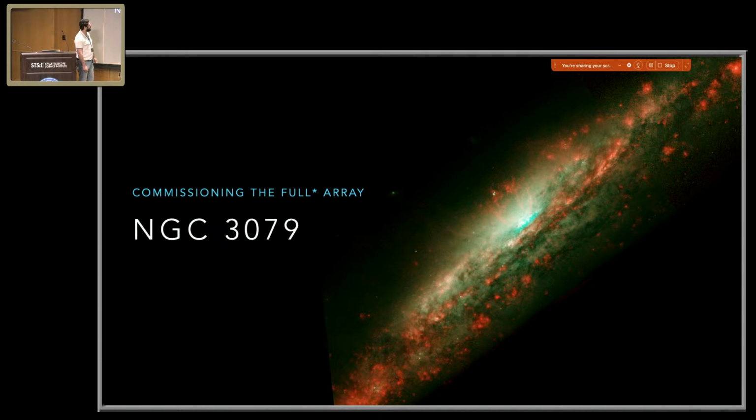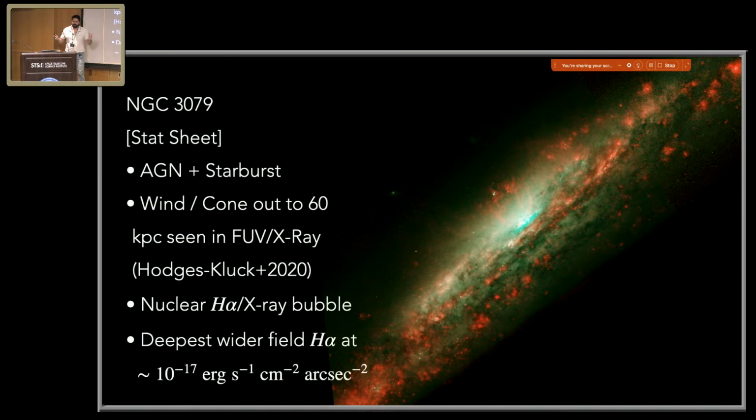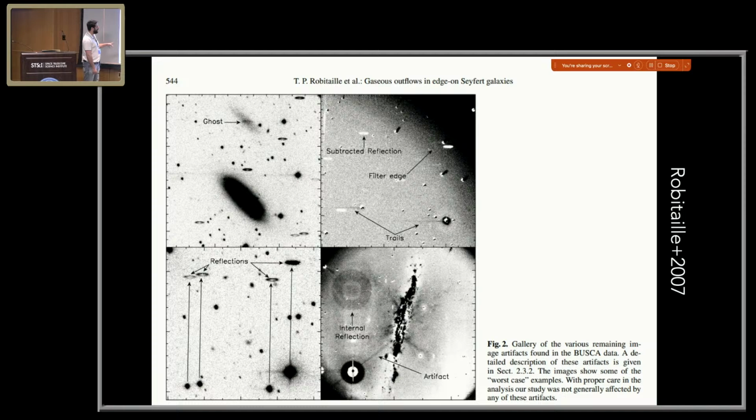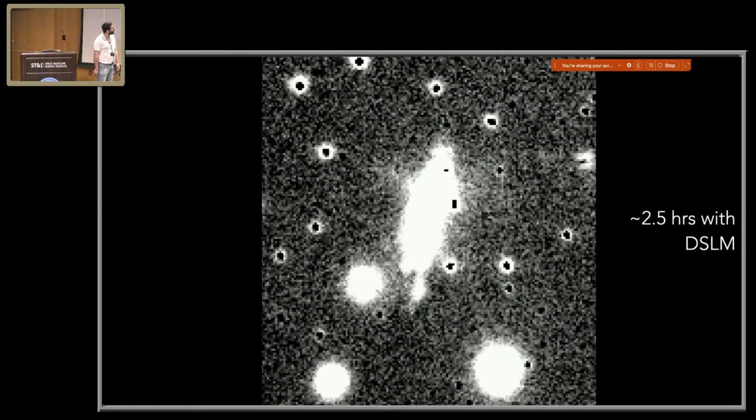This is NGC 3079, which is a nearby starbursting galaxy, has some outflows that have been seen in the X-ray and FUV. And the deepest data of this galaxy that I could find deals with a lot of the same artifacts and things that we're used to seeing. And this is their high contrast, highly scaled image that tries to get at the faint emission in H alpha. And this is 2.5 hours with DSLM effective.